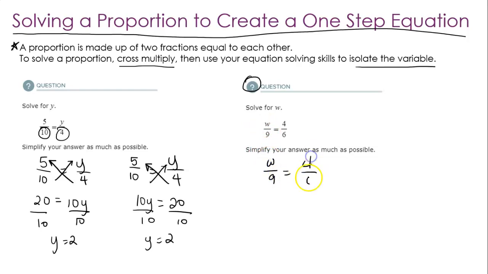You should have cross multiplied in a diagonal. 6 times w is 6w, 9 times 4 is 36. This is now a one-step equation where we can divide both sides by 6, and so w equals 6.